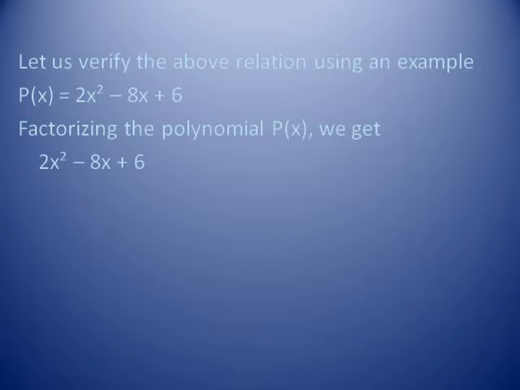To factorize 2x square minus 8x plus 6, we have to split 8x in such a way that the product of the numbers obtained should be equal to the product of 2 and 6, that is 12, and the sum of the numbers obtained should be equal to minus 8. So here the required two numbers are minus 6 and minus 2. Therefore, the polynomial becomes 2x square minus 6x minus 2x plus 6.